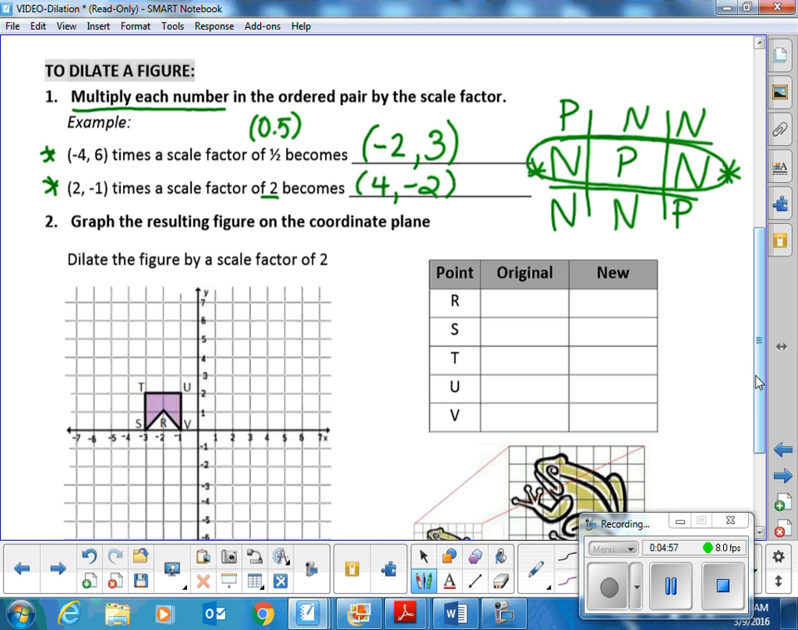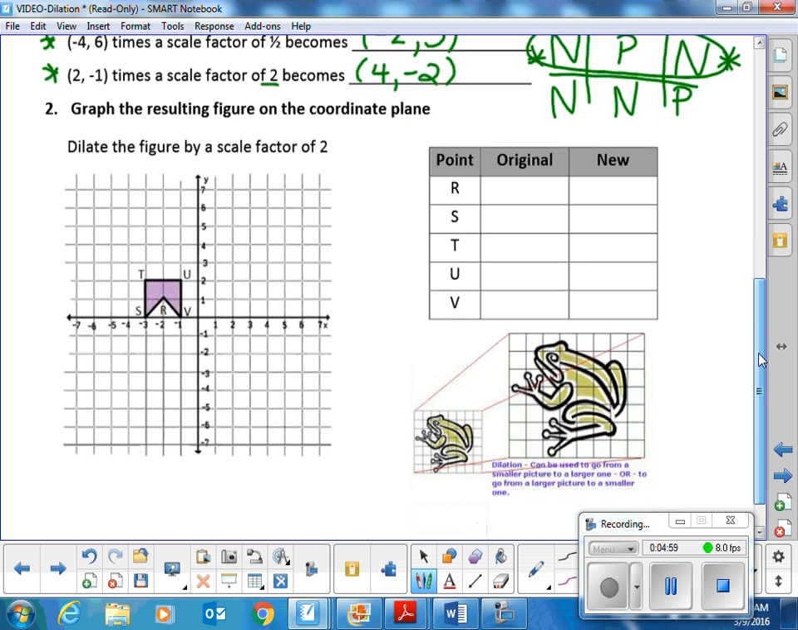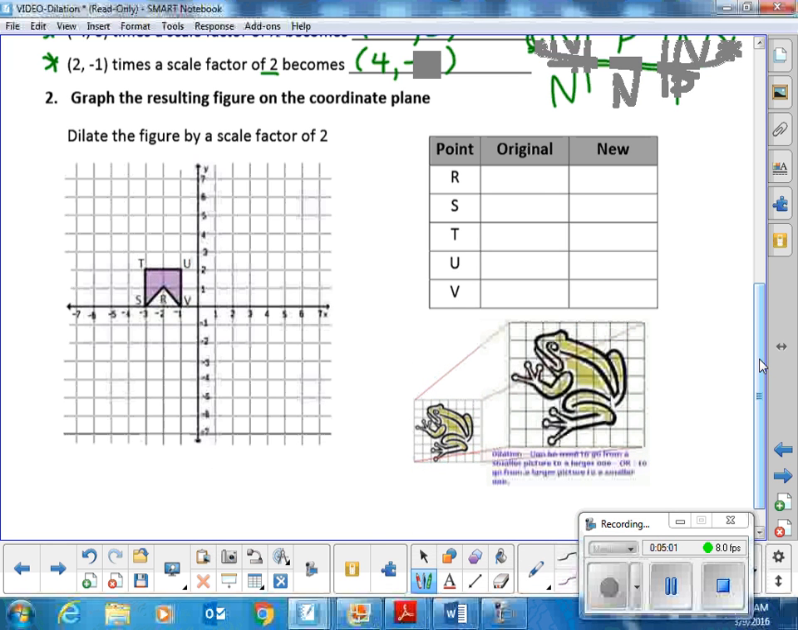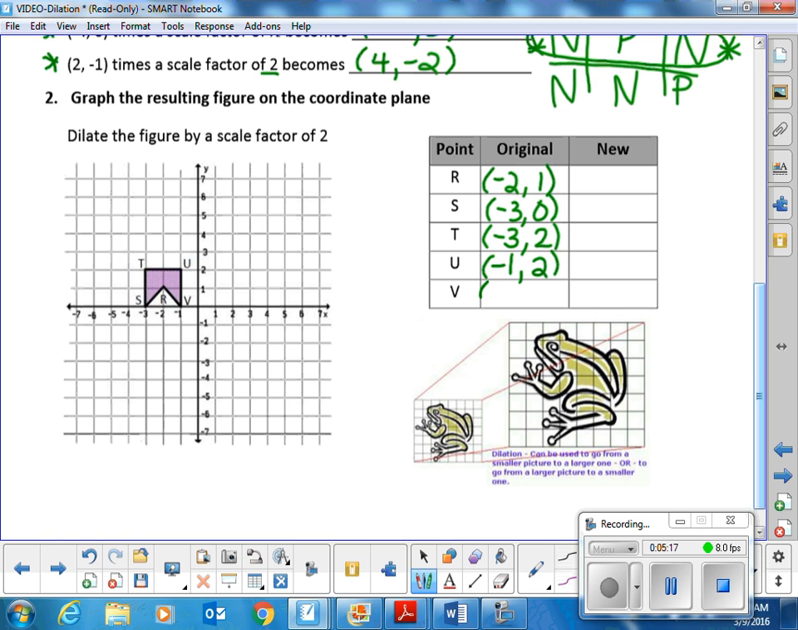Okay, so let's look at our example here. Our original points for the R is -2, 1. S is at -3, 0. T is at -3, 2. U is at -1, 2. And V is at -1, 0. Now, I'm multiplying by a scale factor of 2, which means I'm just simply going to take each of these numbers and multiply them by 2.